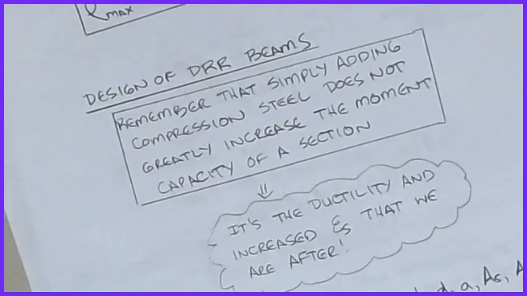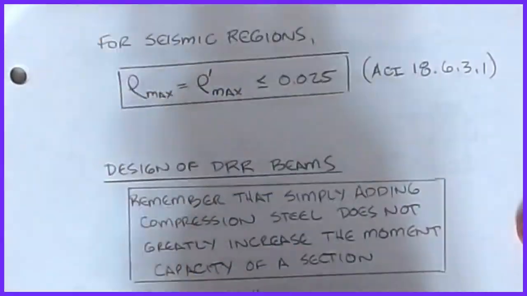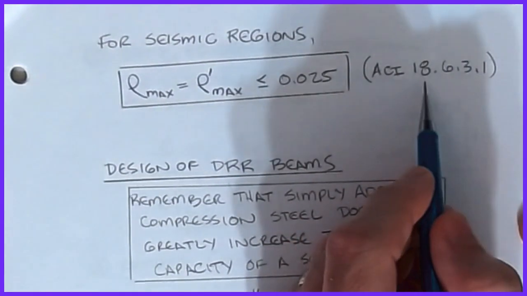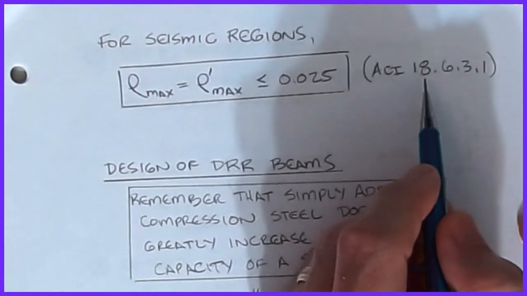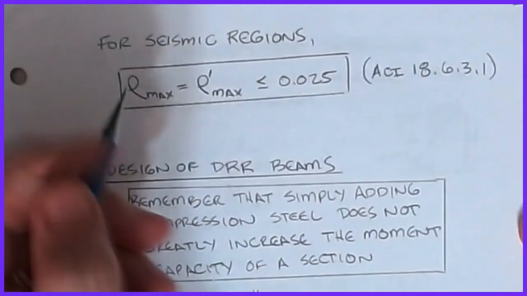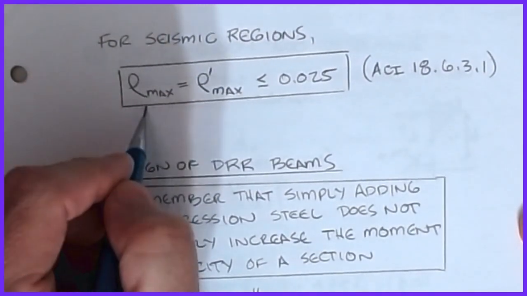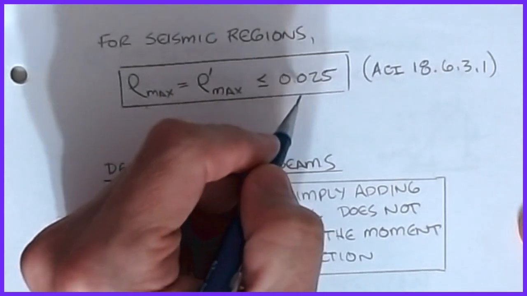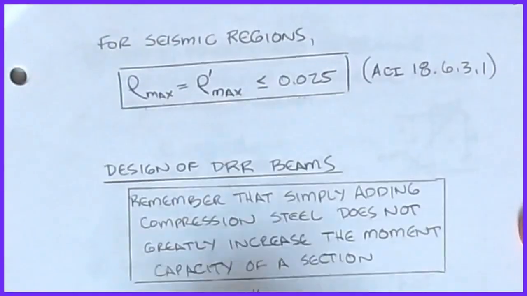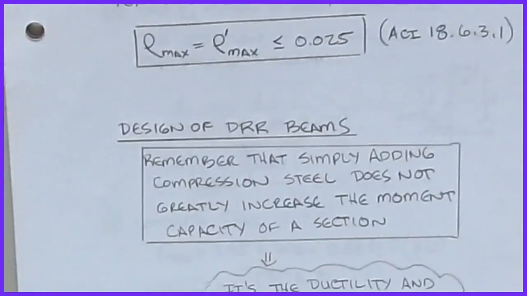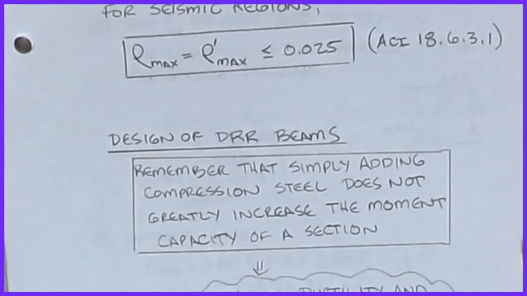Now, because of this issue of reversal, they set a maximum limit on the reinforcement ratio. This is found in a provision in ACI 318-19, section 18.6.3.1, in which they limit the maximum reinforcement ratio for both the tensile steel and the compressive steel to 0.025. That would be the equivalent of 2.5% of the gross cross section being steel.